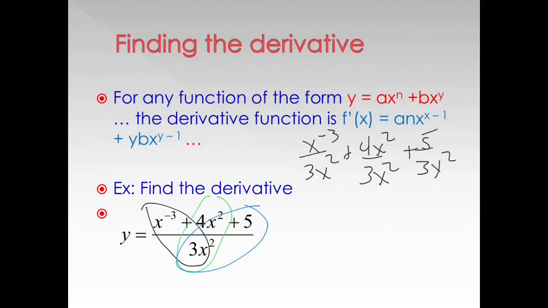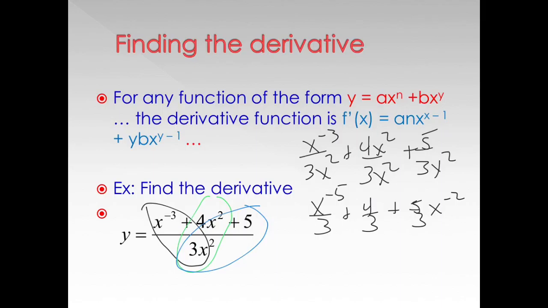Okay, now that we have our expression rewritten, we can simplify it. Again, using properties of exponents, when the bases are the same, we can subtract them. So for my first term, I'm going to get x to the negative fifth over 3, plus 4/3, plus 5/3 times x to the negative second.